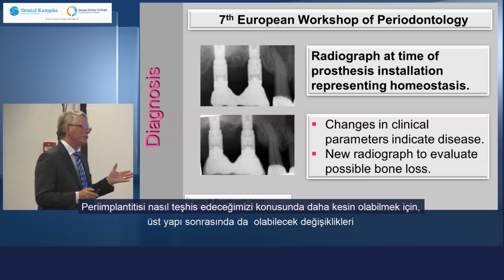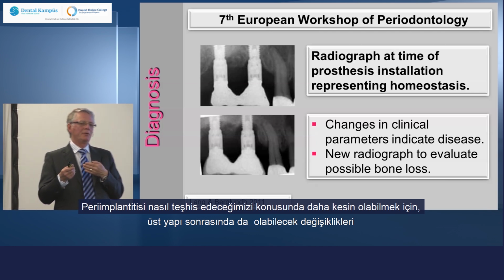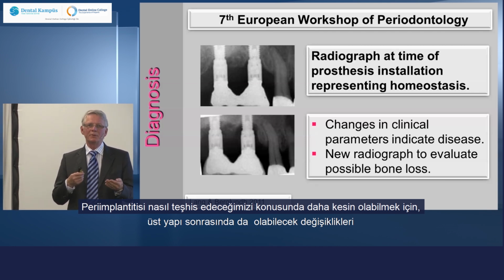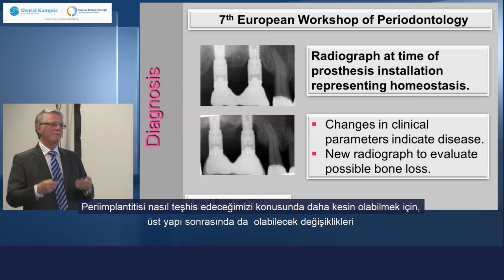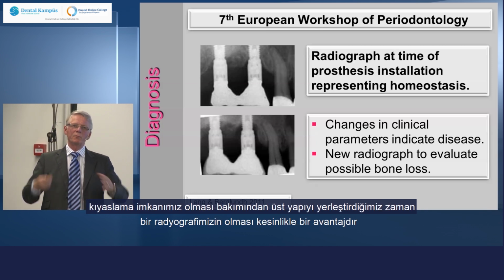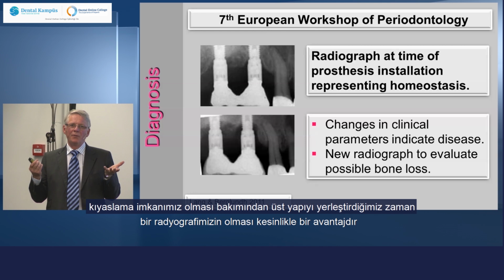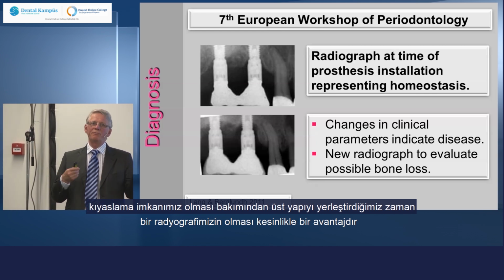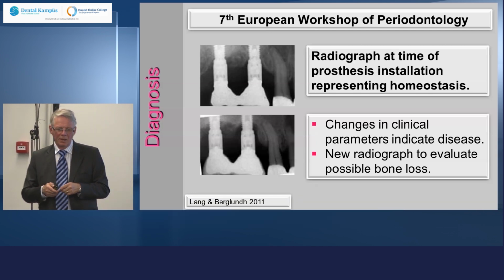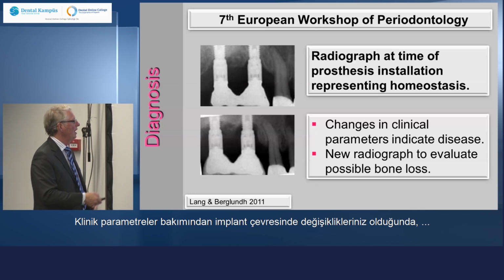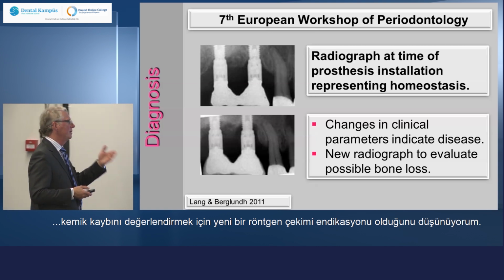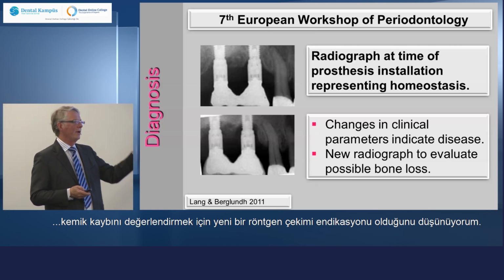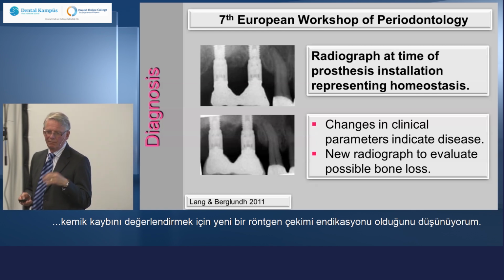So in order to be more precise in how to diagnose periimplantitis, it is for sure an advantage if we can have a radiograph from the time where we put the superstructure in place, and then we can relate any changes in the future to that radiograph. And when you have any changes in clinical parameters around the implants, I think there is an indication to take a new radiograph to evaluate eventual bone loss.